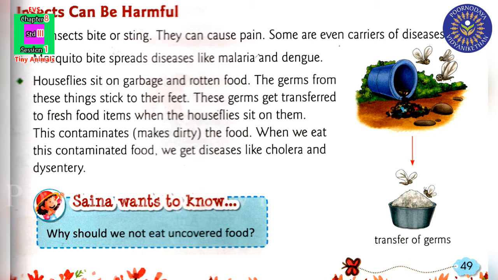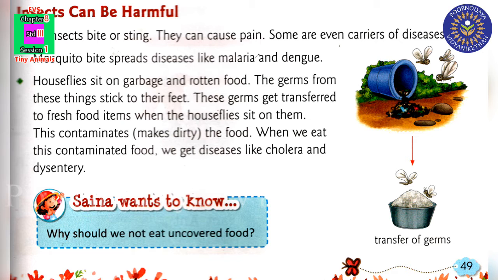In this picture you can see the housefly is sitting on rotten food and garbage and the germs from these items stick to the housefly's feet, and when the housefly sits on our fresh food items, our fresh food will be contaminated, and when we eat that food we will get diseases like cholera and dysentery.